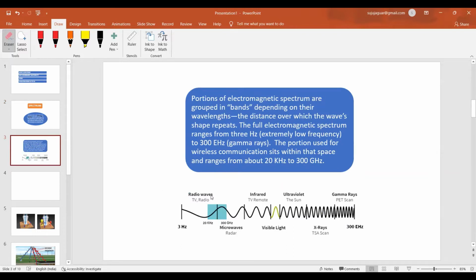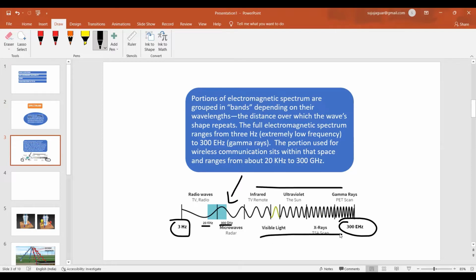So this is the electromagnetic spectrum. This is the electromagnetic spectrum band which ranges from 3 Hz to 300 GHz. And for communication purposes, we use only these bands, that is from 20 kilohertz to 300 gigahertz. And this portion we can't use for communication purposes because of its highest frequency. As you can see from left to right, frequency increases and wavelength decreases as you move from left side to right side.